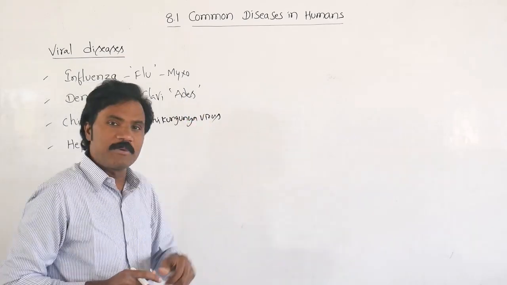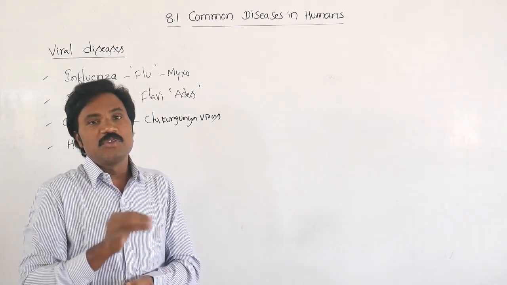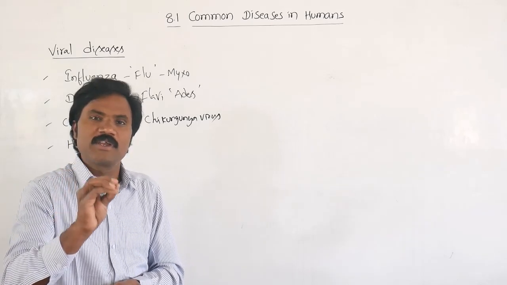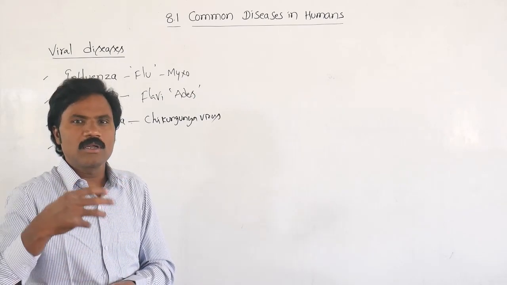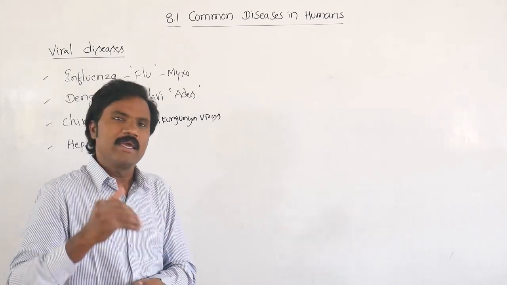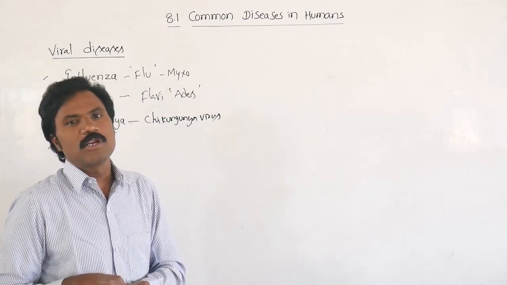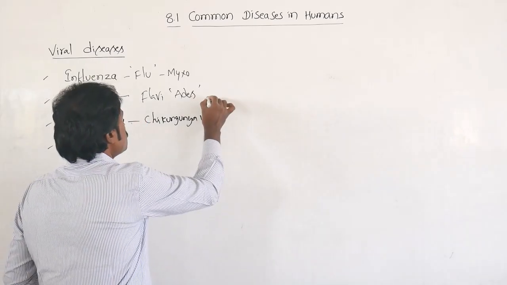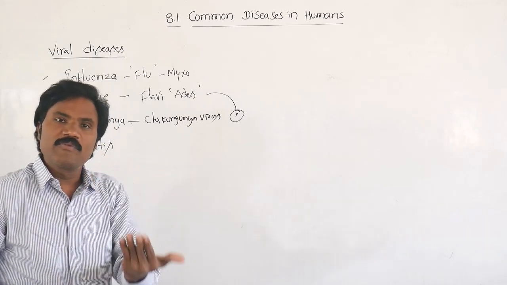But what is the main symptom? Severe joint pains. Whoever is suffering from chikungunya has severe pain in all the joints. Apart from this, fever and headache will also be present, but the major symptom is joint pain. How is it spread? It is spread by the Aedes mosquito. The Aedes mosquito acts as the vector to transmit it.